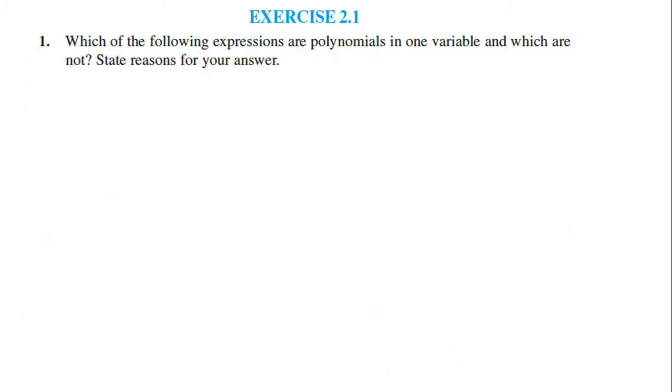Let's discuss some questions from your exercise 2.1. Which of the following expressions are polynomials in one variable and which are not? State reason for your answer. First part: 4x square minus 3x plus 7. As we know, a polynomial should have whole numbers as exponents of the variable term. Here the variable is x, and the exponents are 2, 1 and 0, so everywhere it is a whole number. It is a polynomial, and we are using only one variable, so it is a polynomial in one variable.